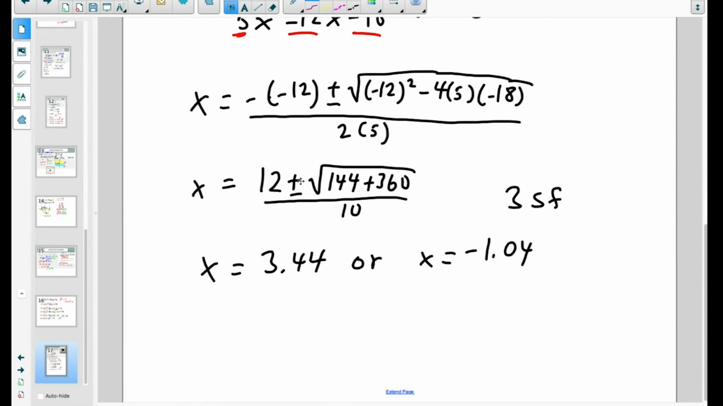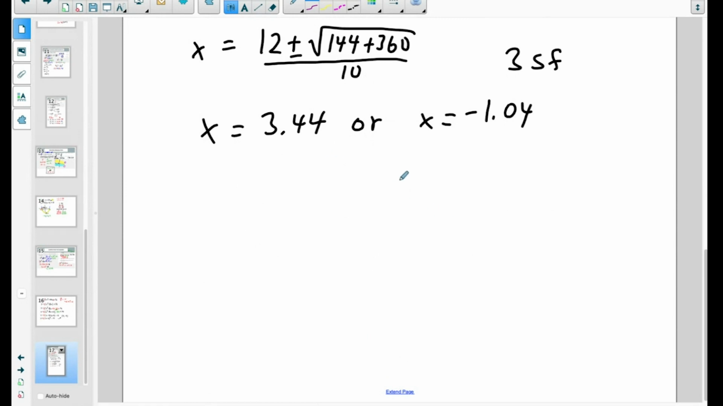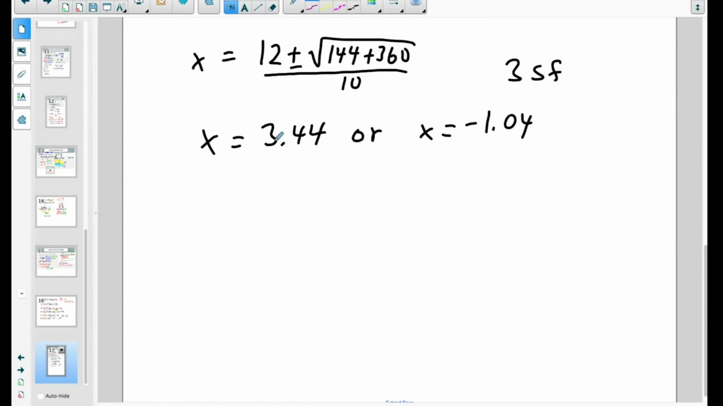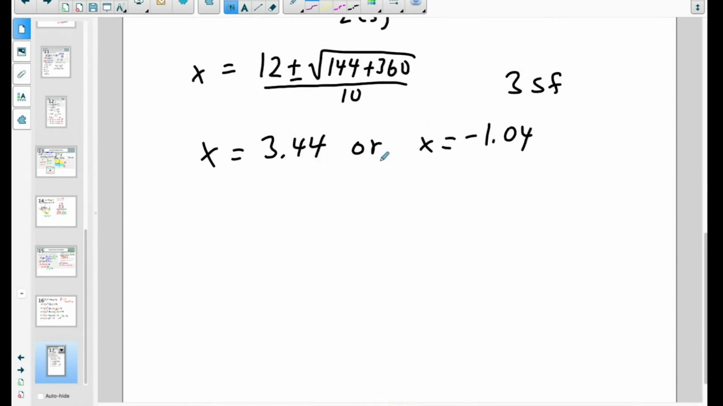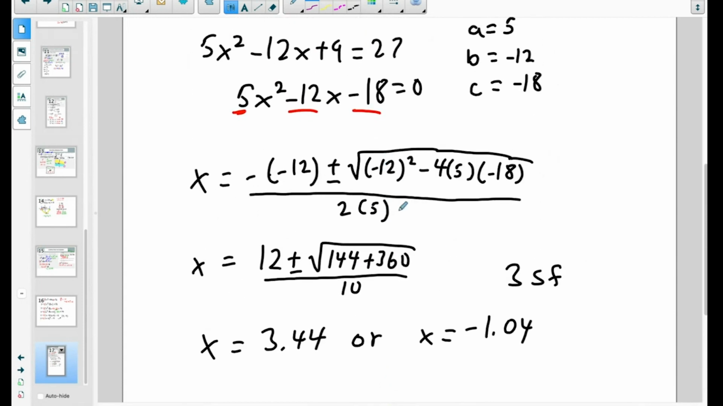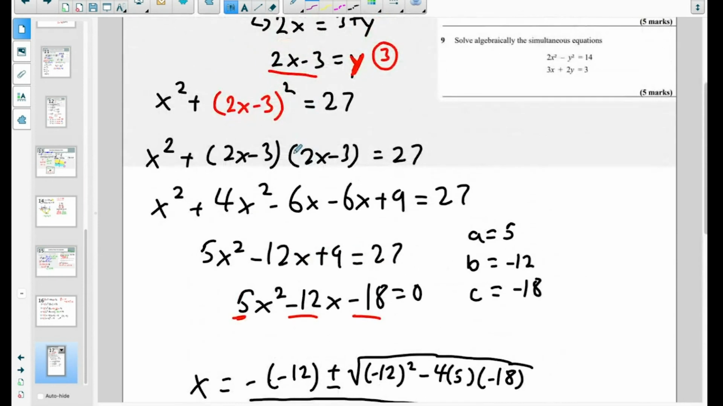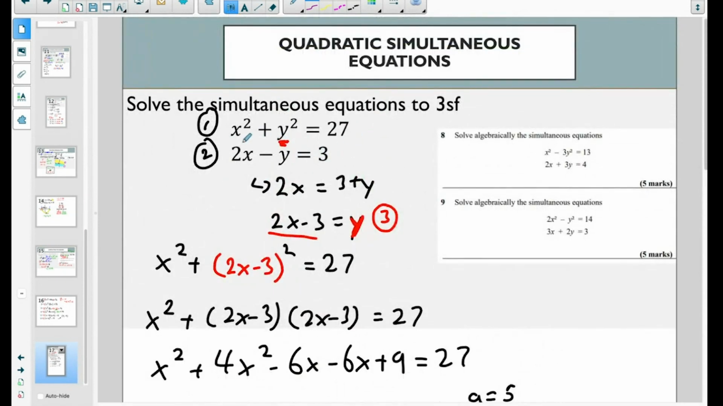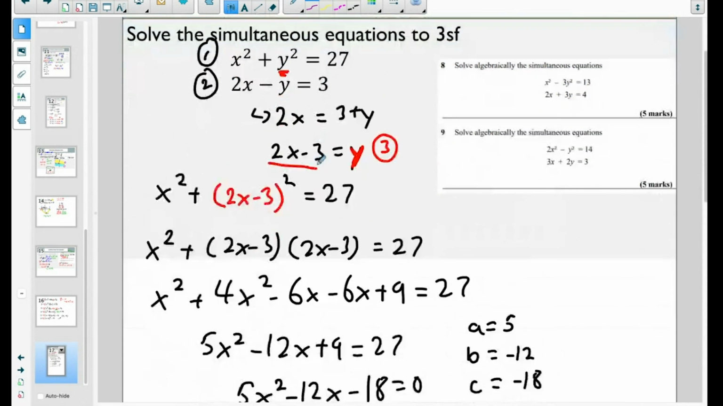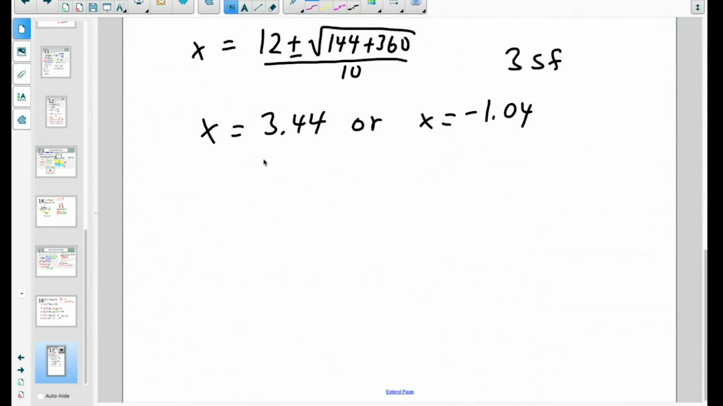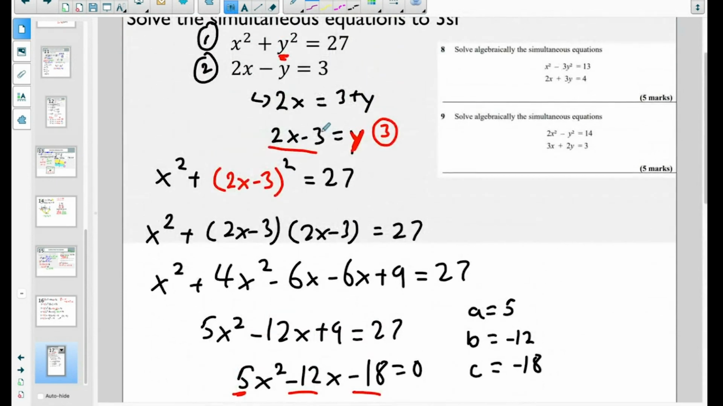Now, to get the most out of your answer, okay, you want to make sure that for the second portion, when you're substituting your answers back in, don't use the 3.44 that you've already rounded. Okay, what you should actually do is look at the second equation, 2x minus y is equal to 3. We know that to find out what y is equal to, we could substitute it back into this equation. 2x minus 3 is equal to y.